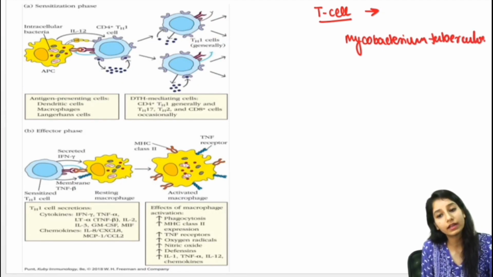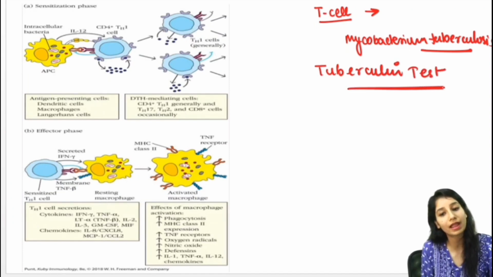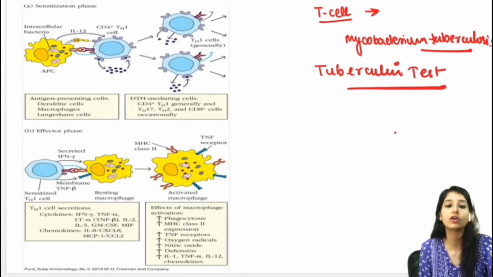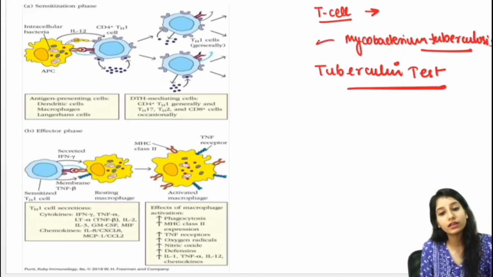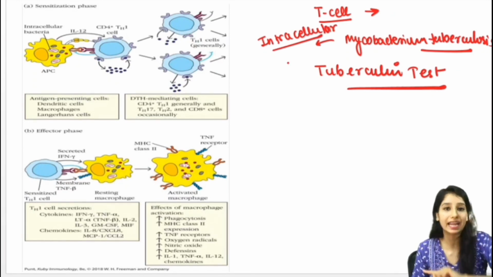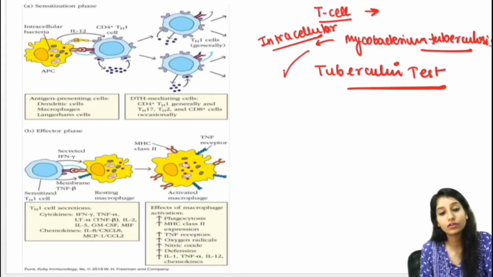Or it can be done by us. A test is done by us, that is the tuberculin test, to check if a person has been infected with Mycobacterium tuberculosis previously or not. This Mycobacterium tuberculosis is an intracellular pathogen. It is an intracellular bacteria. What is the meaning of intracellular? That it will go inside the cell. It will go and live inside the cell, and normally its target is the macrophage.